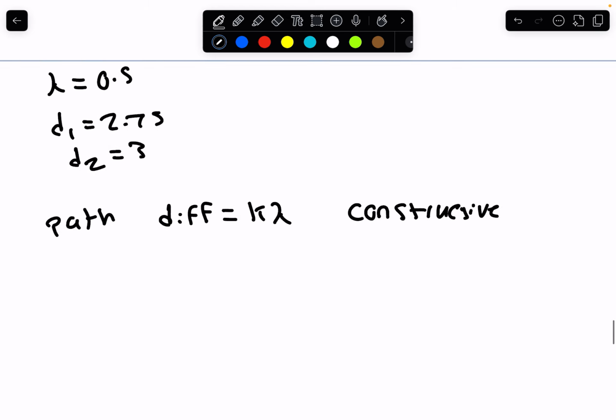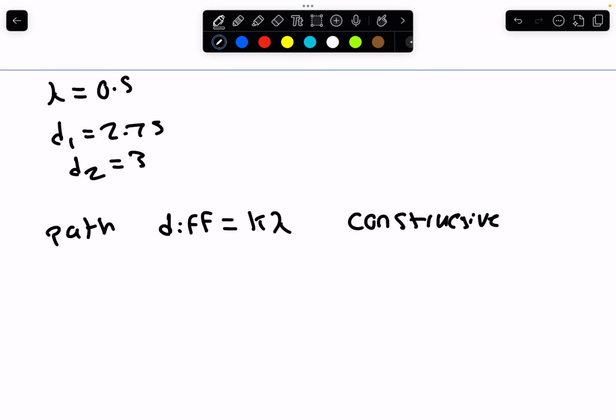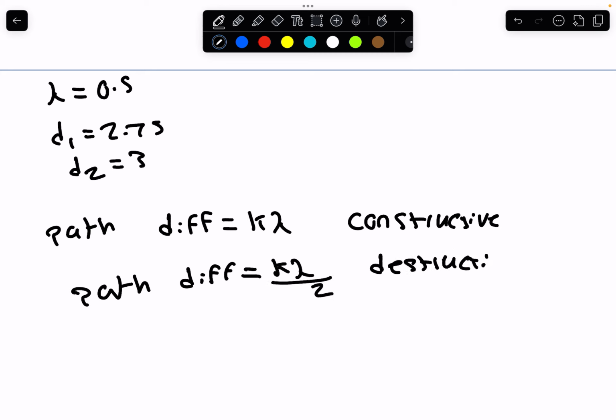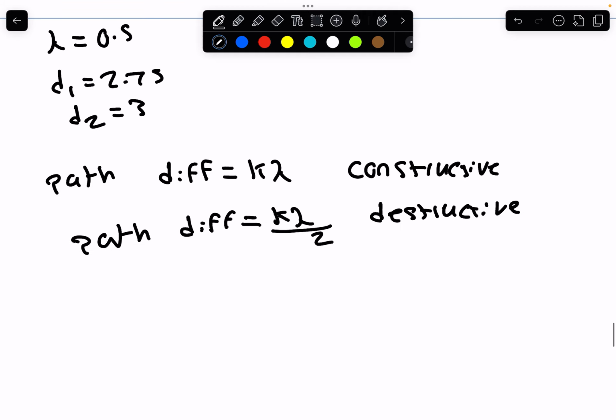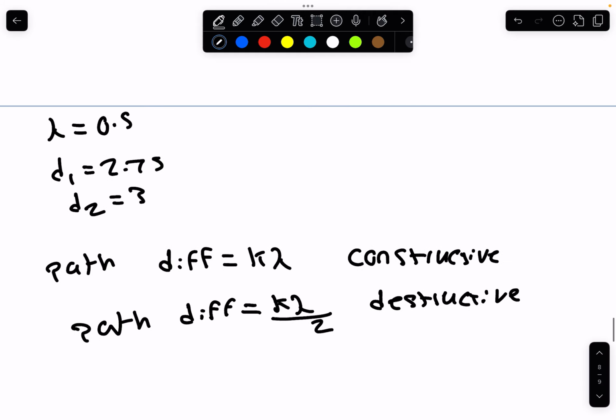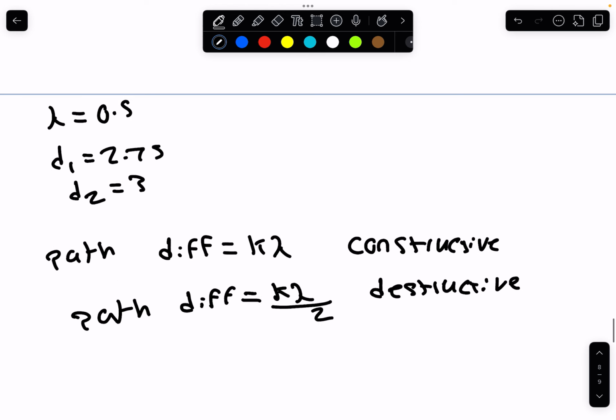And it is the same actually for phase difference if it's given. But if the path difference equals k, also an integer, times lambda over 2, it is destructive. And of course, at 0, it is constructive, if you cannot tell, because you let k equal 0.